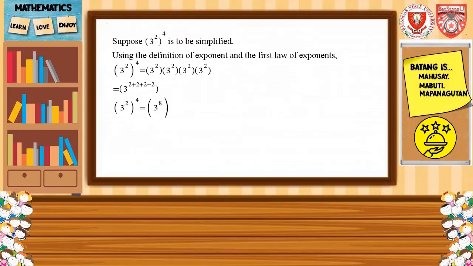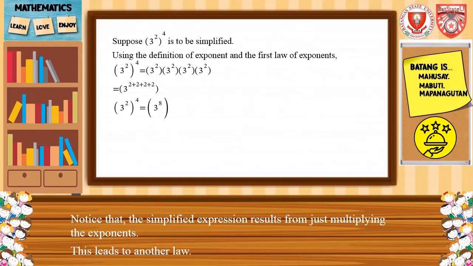Now let us try this example. Suppose we have 3 squared raised to 4 to be simplified. So using the definition of exponent and the first law of exponent, we have 3 squared raised to the 4th is equal to 3 squared times 3 squared times 3 squared times 3 squared. Or it is equal to the base of 3 raised to 2 plus 2 plus 2 plus 2. Therefore, we have 3 squared raised to the 4th power is equal to 3 raised to the 8th power.